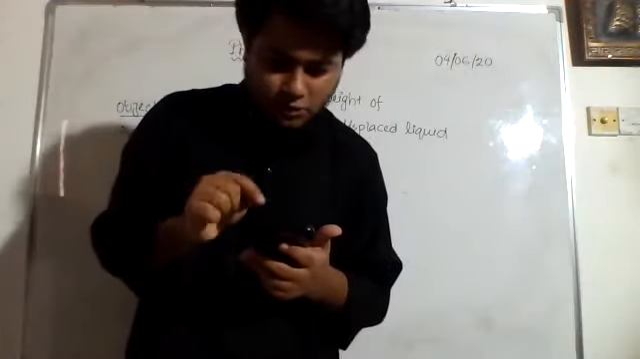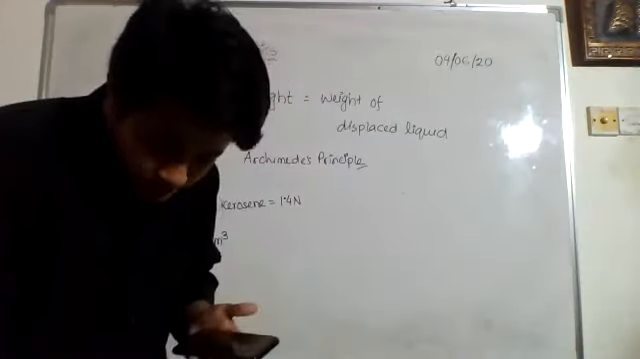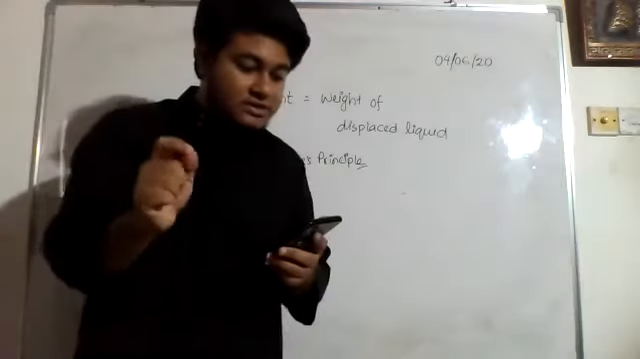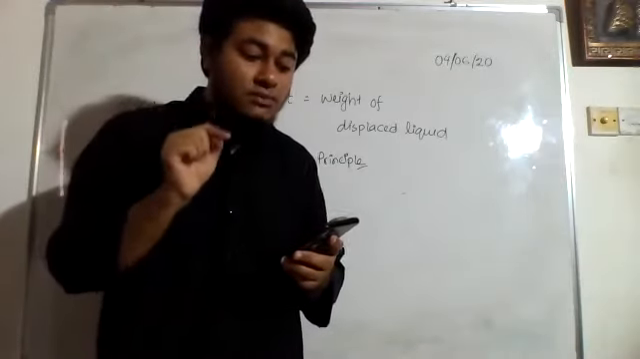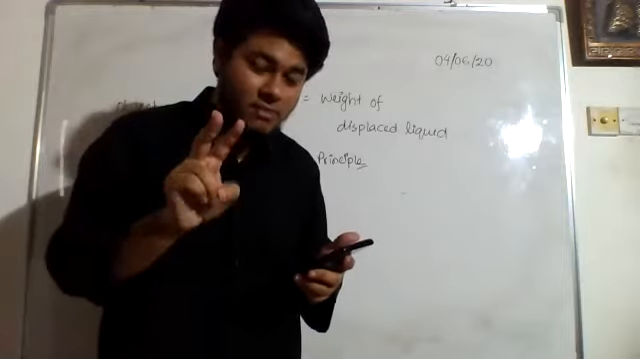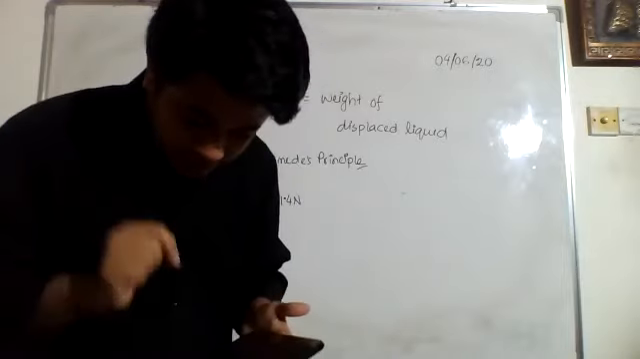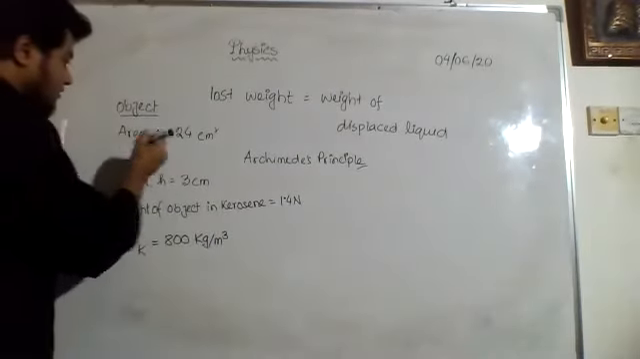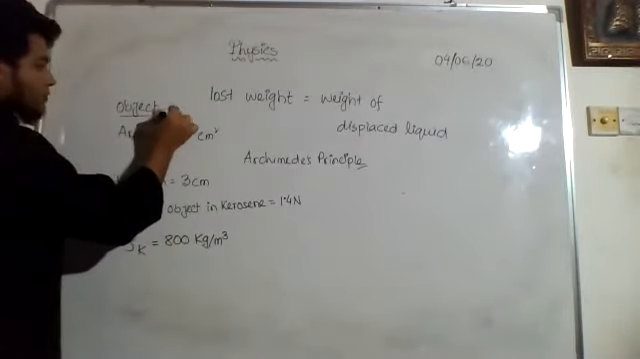See, the same question is given here also. I have the actual question paper here. So the question is: a rectangular object with mass of 200 gram. See that this information is missing here. We will add this information here.